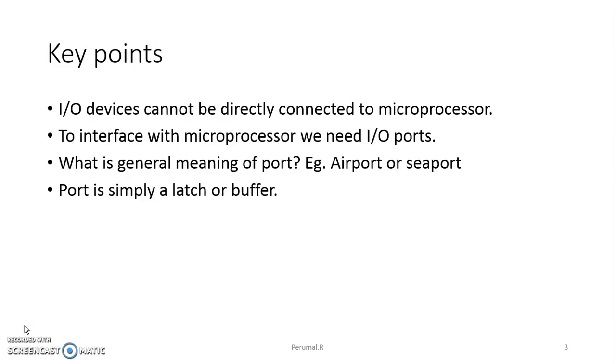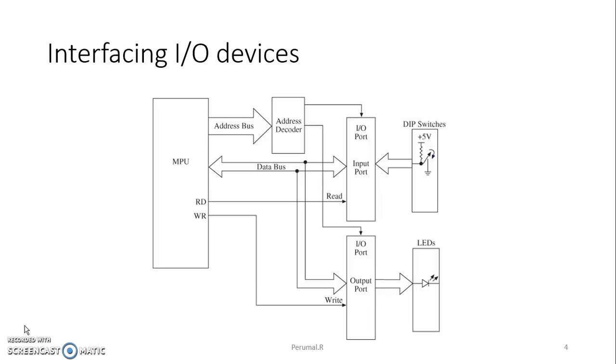You know the general meaning of port. What is a port? A junction where different modes of transportation will be occurring. Example is an airport or seaport. The same way for a microprocessor, an I/O port is nothing else, it is simply a latch or a buffer.